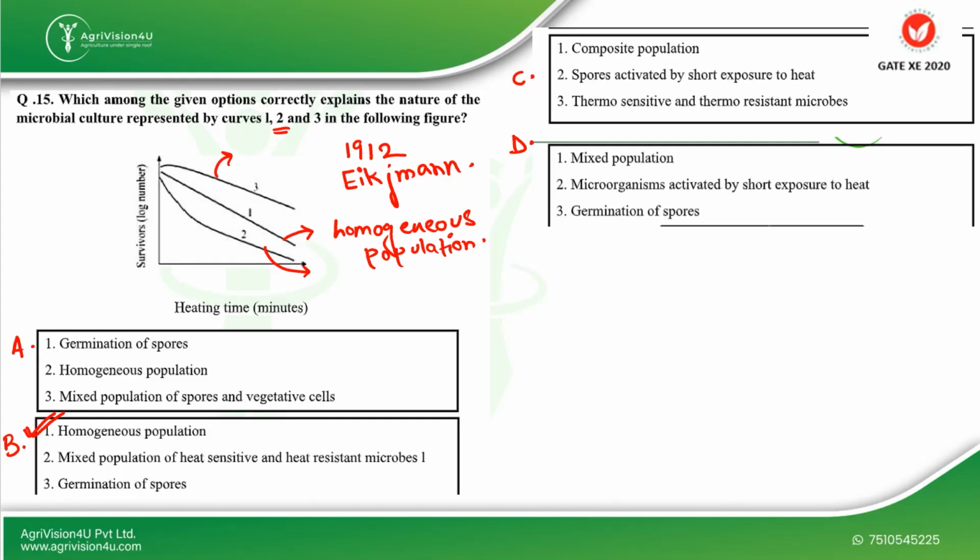And line 3 is similar to the curve A, wherein the tailing represents a small population of heat resistant cells. That is the germination, meaning a gradual decrease in the number of survivors over time. This pattern is consistent with the germination of spores. When the spores are exposed to heat, they germinate and become vegetative cells, which are more susceptible to heat inactivation. So this is germination of spores. So over here my correct option is B.